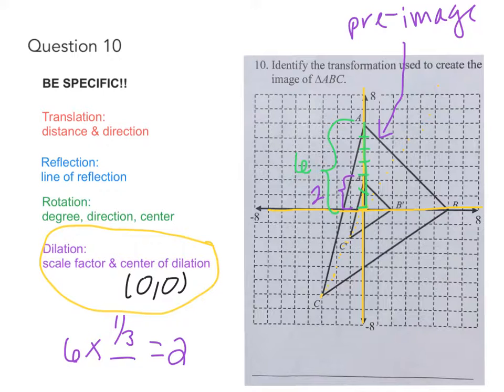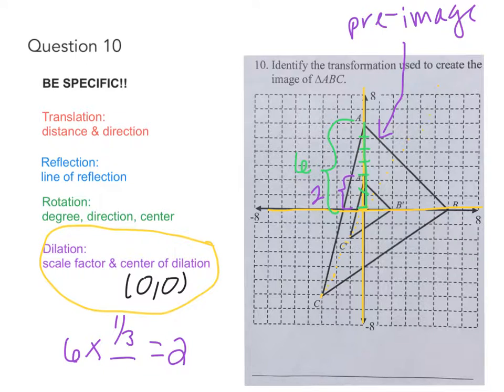And actually, let me restate that. I think the way I said that was inaccurate. The side lengths of my new image are 1/3 of the pre-image. Because when I say size, I'm probably referring to area, and we don't really need to have that discussion right now, but the area is not 1/3 of the original.